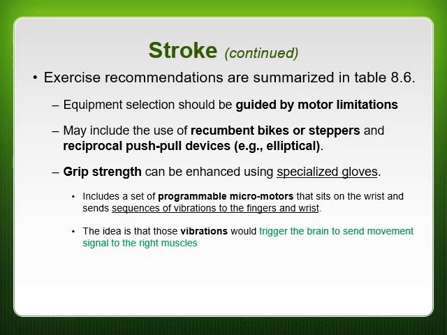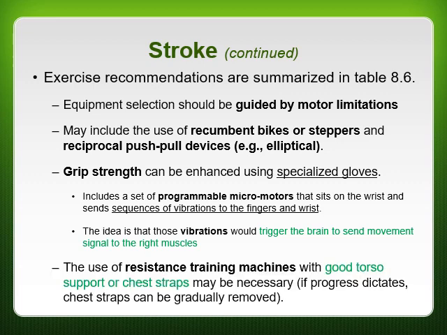When it comes to what equipment to select, it all depends on how impaired they are. Maybe recumbent bikes or steppers, maybe reciprocal push-pull devices like an elliptical would be good. There are these cool specialized gloves that can help with grip strength. These things, though, are probably going to be used more likely with occupational therapists or physical therapists, but there's some information for you there about these cool gloves that can help to work with grip strength.